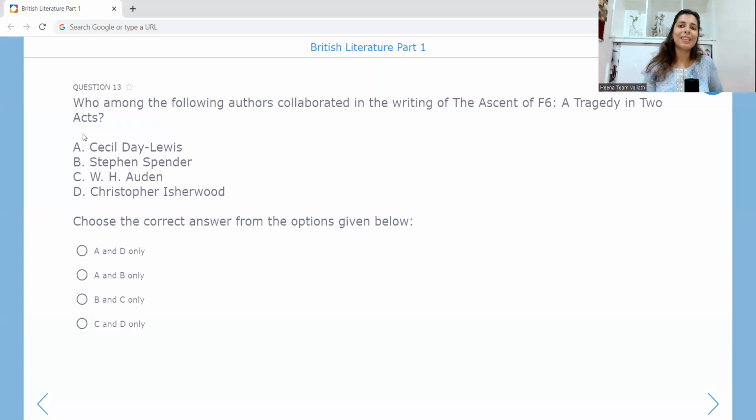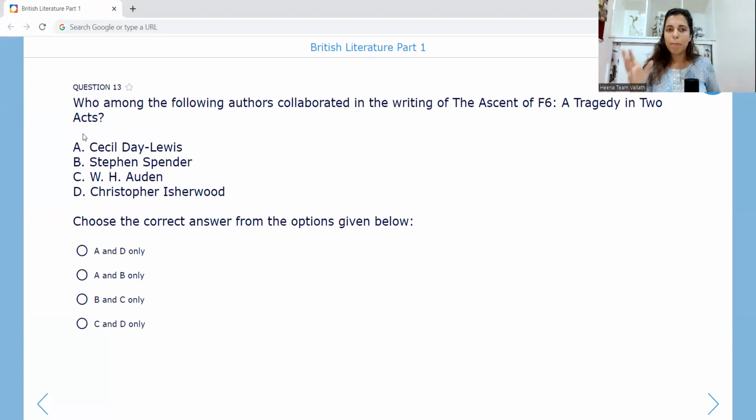Easy. Question number 13. Who among the following authors collaborated in the writing of The Ascent of F6, a tragedy in 2 acts? Basically, which 2 authors have written The Ascent of F6 together? A, Cecil Day-Lewis, B, Stephen Spender, C, W.H. Auden, and D, Christopher Isherwood. 2 of these have written The Ascent of F6 together. It is Auden and Christopher Isherwood. So C and D, which means option D is the correct answer.